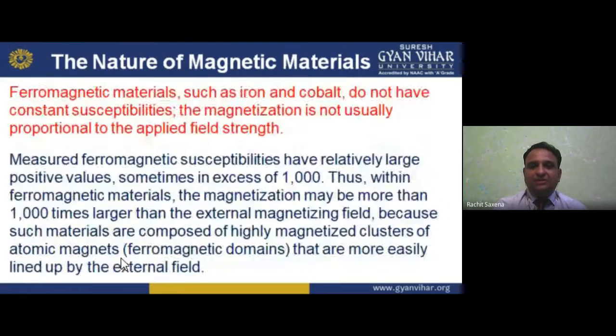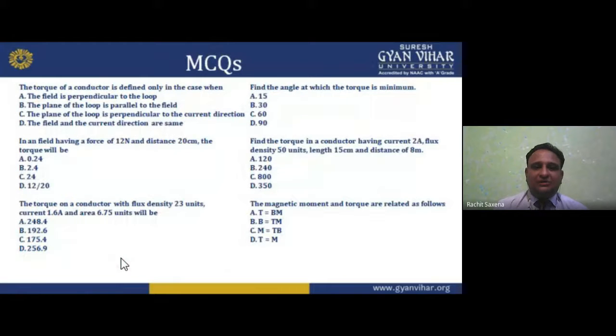Now, these are some simple MCQs, because we are talking about force and torque. The torque on a conductor is defined for the perpendicular case, where the angle is 90 degrees. The flux density, current and area are given to you, so we can directly use IAB and apply the force. Again we find the torque with the given current, so we can directly use IAB.